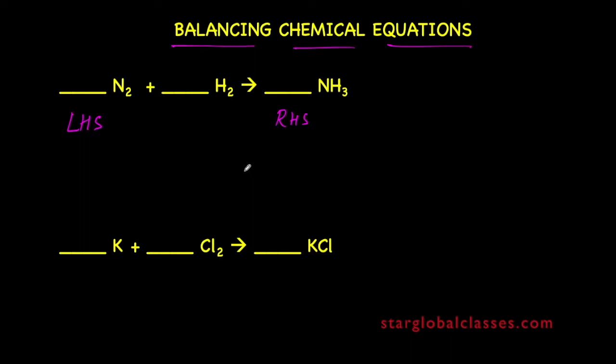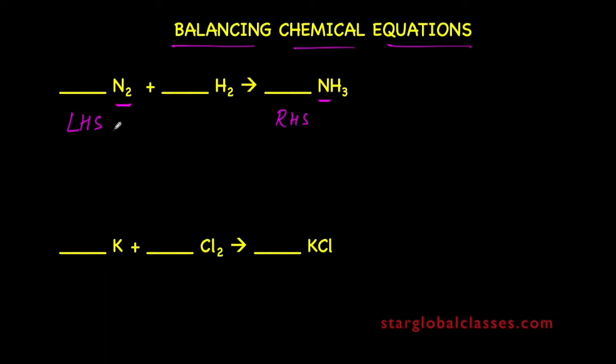Nitrogen plus hydrogen forms ammonia, NH3. In this chemical equation, we can see that on the left hand side there are 2 atoms of nitrogen and on the right hand side there is only 1 atom of nitrogen. It means that the equation is not balanced. So we'll write here LHS.